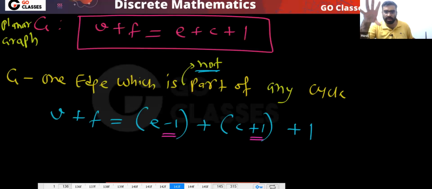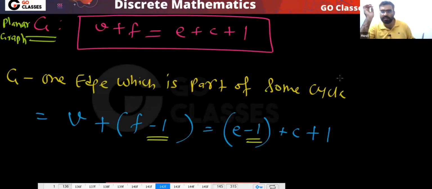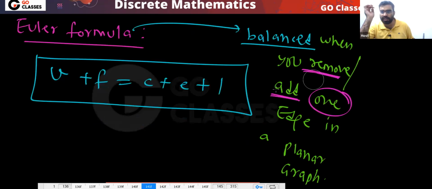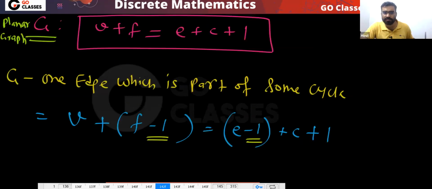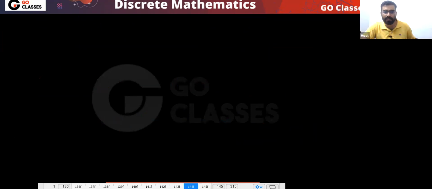if you remove one edge, actually, I should say remove one edge from a planar graph, then it will be balanced. It will balance itself, if you remove one edge from a planar graph. Is this clear? Very simple. You remove one edge, it will balance itself.